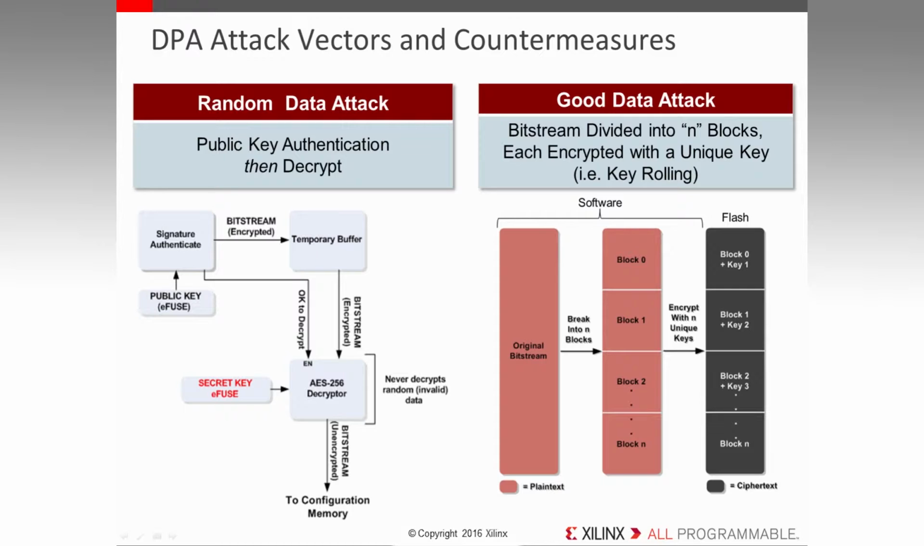To protect against a good data attack, enable key rolling, which is a technique to break up the bit stream into smaller blocks, each encrypted with its own AES key. There's flexibility in the block size, and only the first key needs to be stored in eFuse. Subsequent keys are protected or wrapped in the previous blocks. To support these DPA countermeasures, we'll need to generate a number of keys.